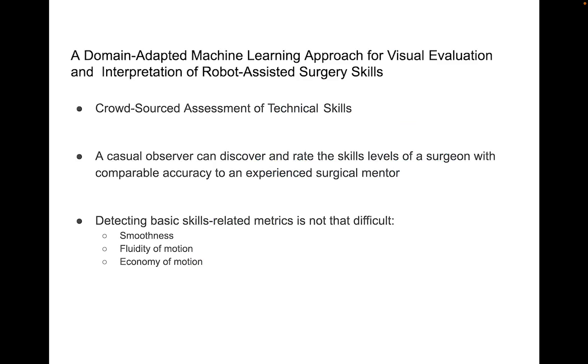The core idea of this research is based on the results extracted from crowdsourced assessment of technical skills papers. These papers simply say that a casual observer can discover and rate the skills level of a surgeon with comparable accuracy to an experienced surgical mentor. There are several clinically accepted metrics that are easy to detect and rate even by a casual observer: smoothness, fluidity of motion, and economy of motion.